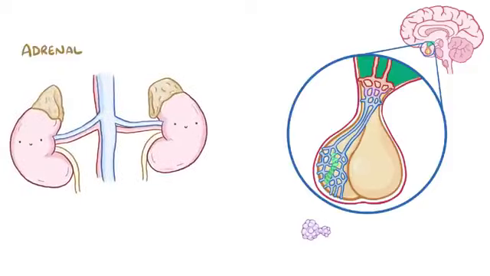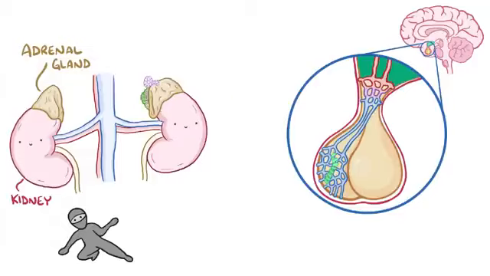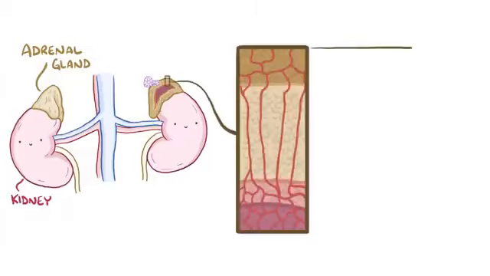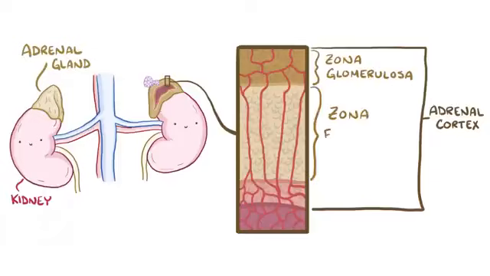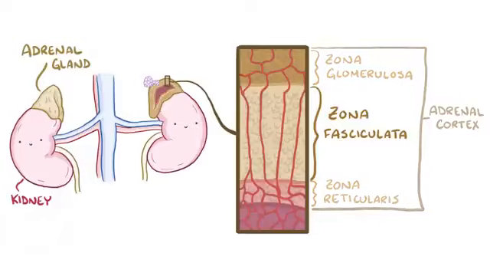ACTH then travels to the pair of adrenal glands, on top of each kidney, where it specifically targets cells in the adrenal cortex. The adrenal cortex is the outer part of the adrenal gland, and is subdivided into 3 layers: the zona glomerulosa, the zona fasciculata, and the zona reticularis. The zona fasciculata is the middle zone and also the widest zone, and it takes up the majority of the volume of the whole adrenal gland.